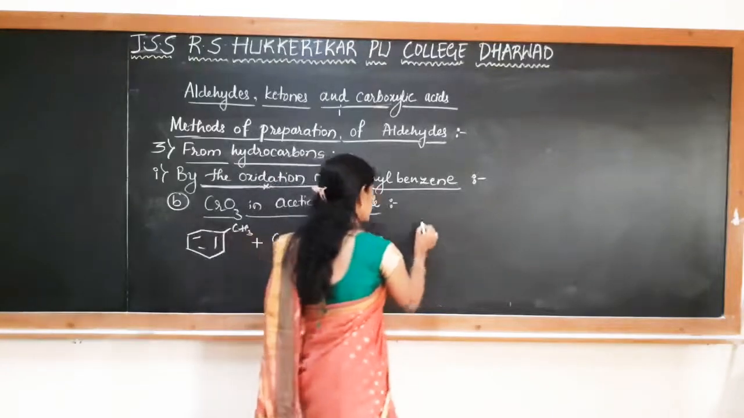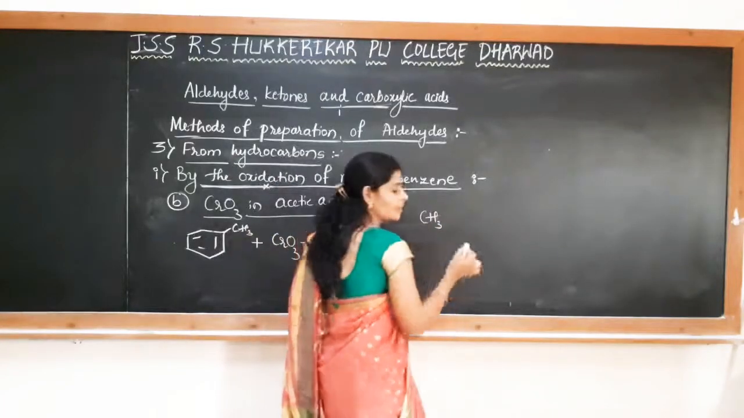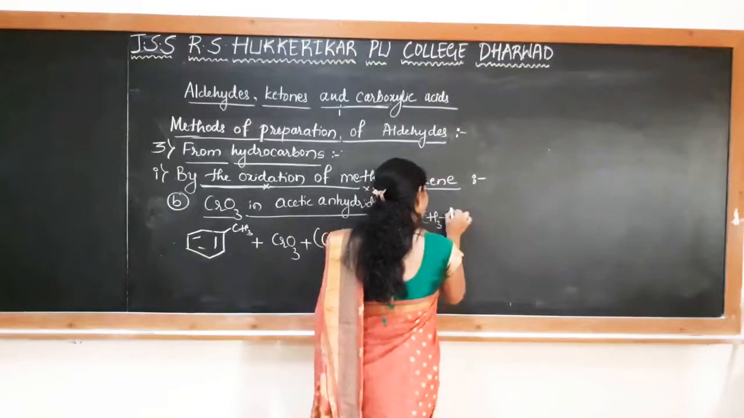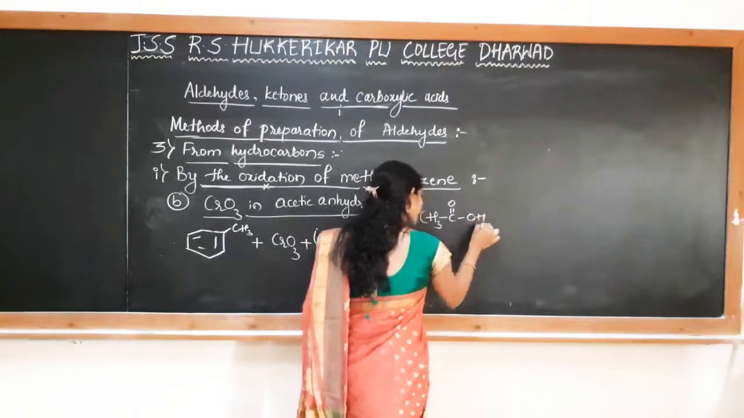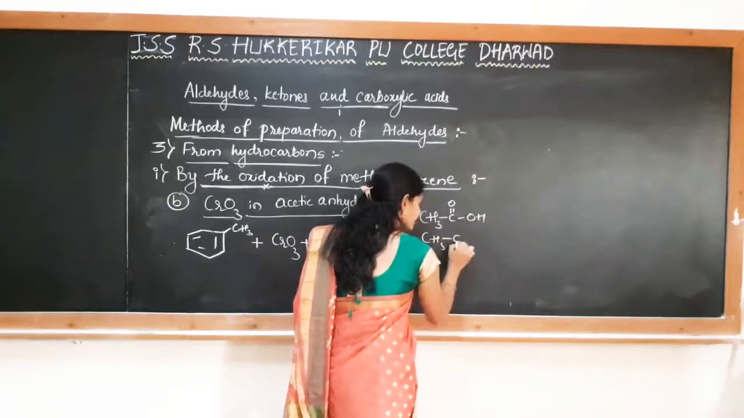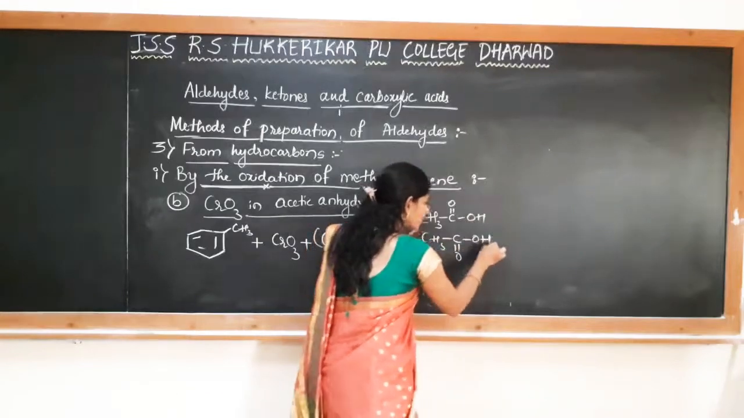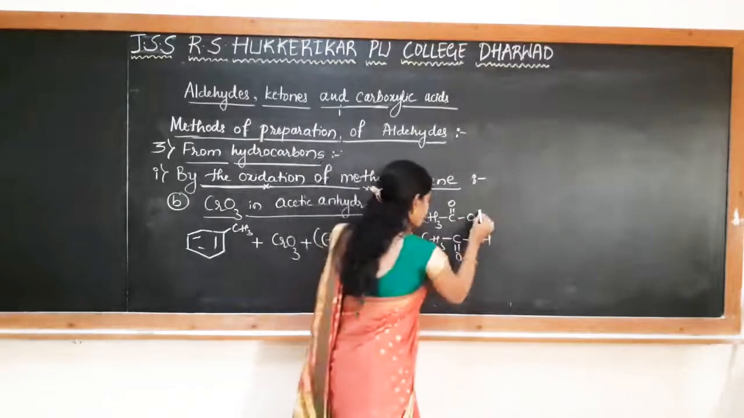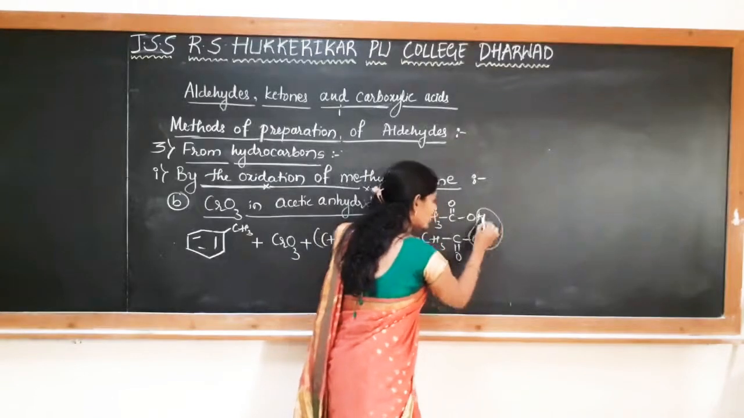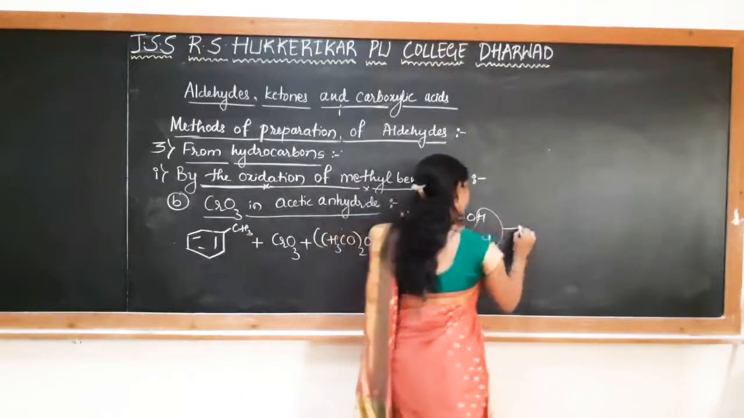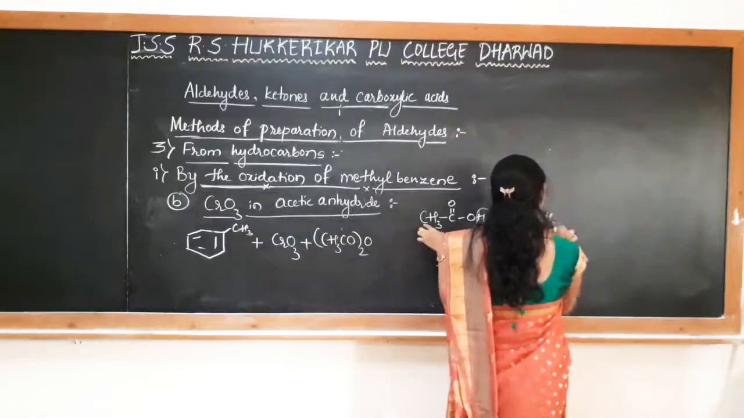Okay, so acetic anhydride is formed by the loss of water from 2 moles of acetic acid. So how is it formed? See here, these are the 2 acetic acid molecules. So by the condensation, by the loss of water, what happens? There is a formation of an anhydride. So what is the anhydride formed here?